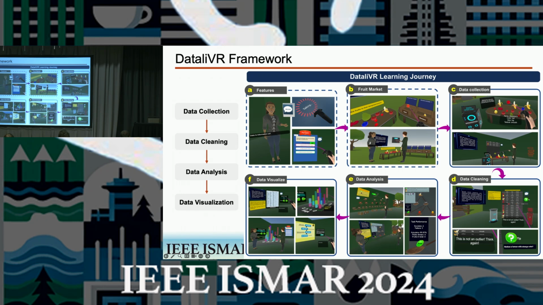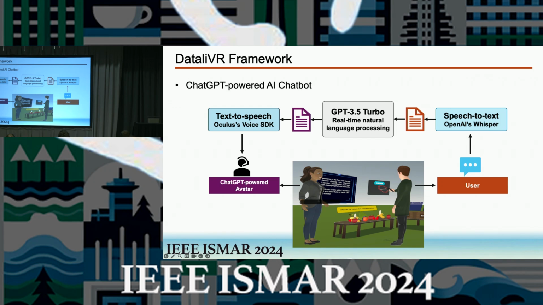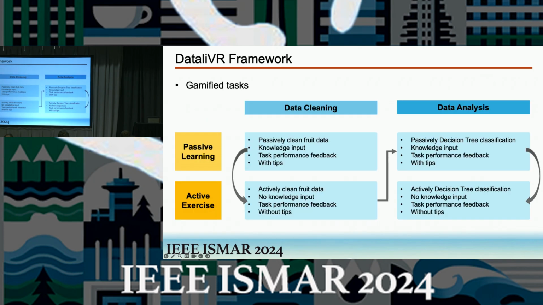During the learning, there's a ChatGPT-powered virtual avatar as an AI assistant, which means the student can talk to the avatar regarding the learning process or any questions related to the task. To promote the learning, we implement a quiz session at the end of each learning phase. And also during the task, the student can receive real-time feedback regarding their task performance. To enable human-like dialogues, we implement a ChatGPT-powered avatar for real-time interaction. Specifically, we use OpenAI's Whisper model for speech-to-text and Oculus Voice SDK for text-to-speech implementation.